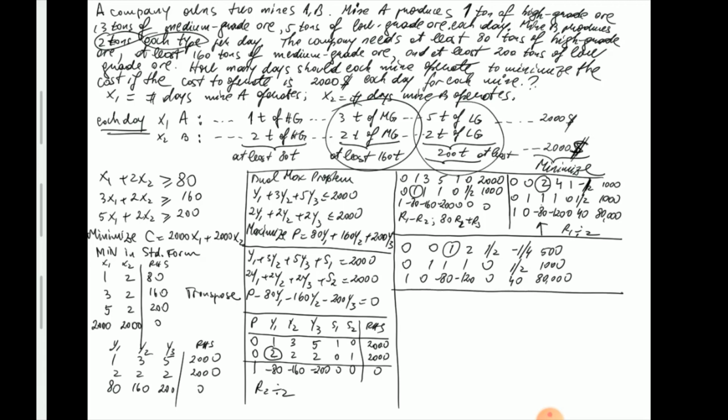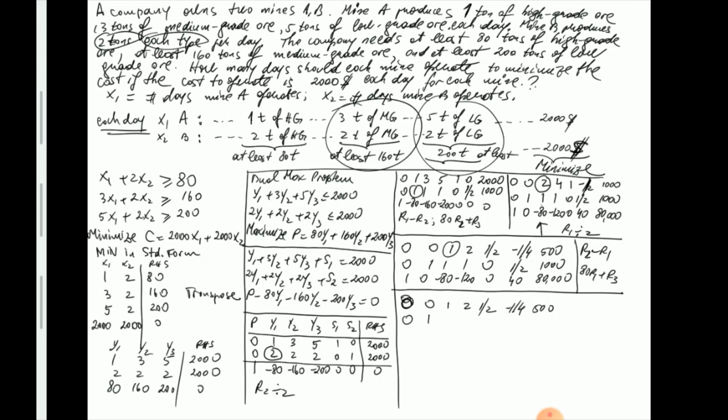Okay. Moving on, we're still not done with the pivoting operation, right? Because we now need to do row 2 minus row 1, and then 80 row 1 plus row 3 to make zeros below the pivot. So we're going to copy, I should have left some room here, but we'll do it. So we copy the first row: 0, 0, 1, 2, 1 half, minus 1 over 4, 500.